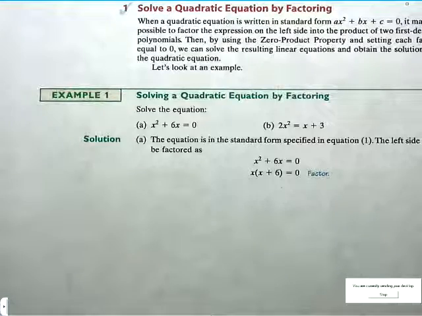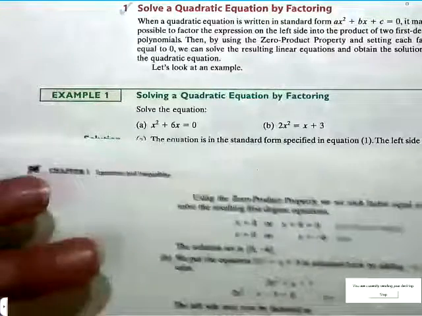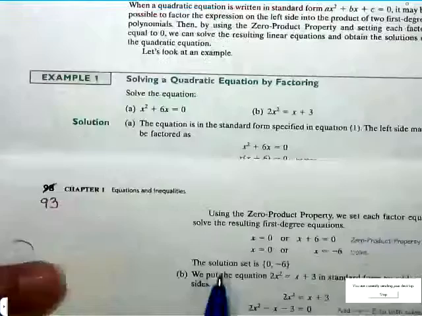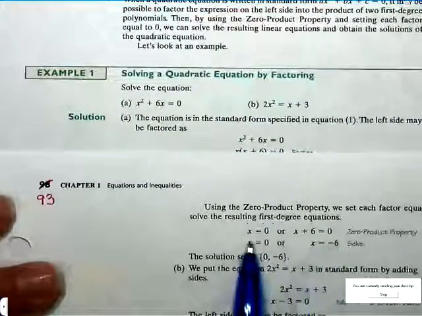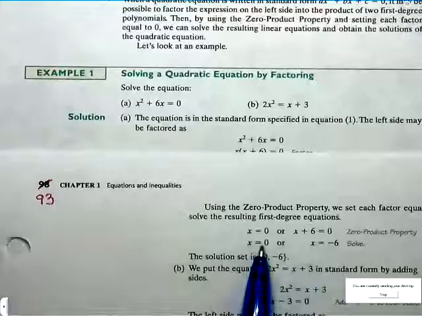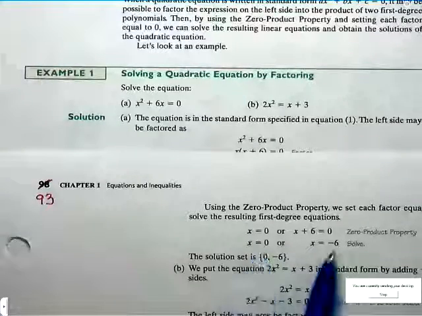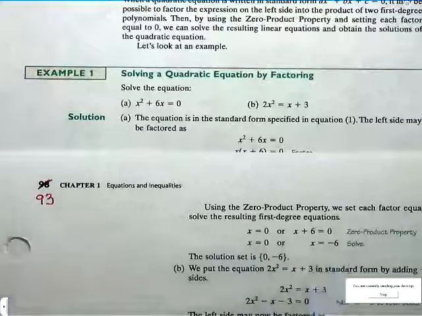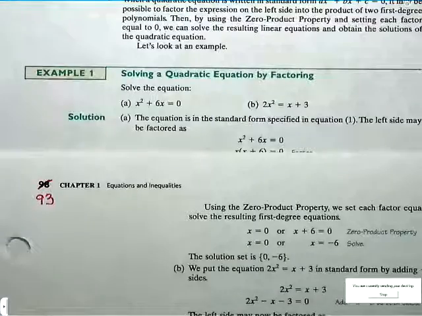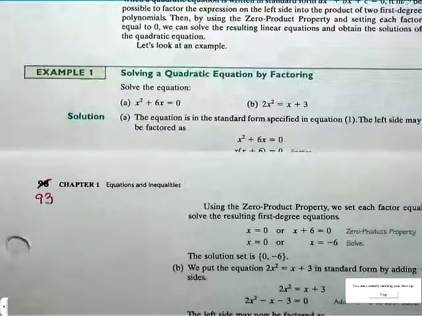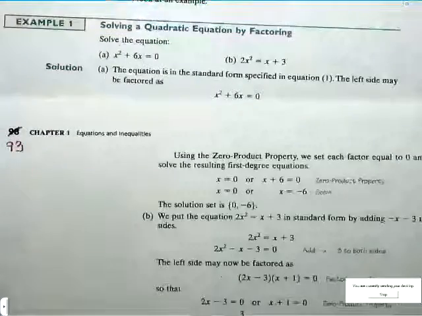This carries on into the next page. You set the x equal to 0 or the x plus 6 equal to 0. x equals 0 is already solved. That's one of your solutions. The other solution is obtained by subtracting 6 from both sides. So your 2 solutions are 0 and -6, and you can check them just by substituting them one at a time back into the original equation.